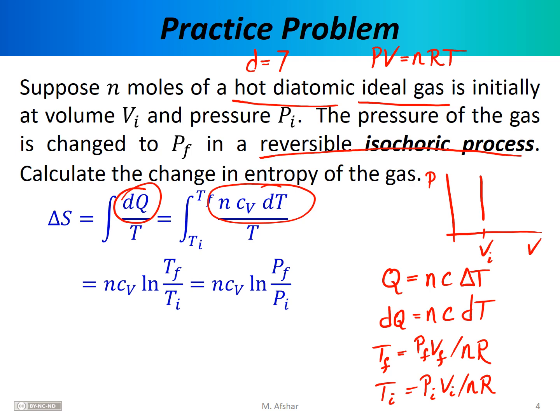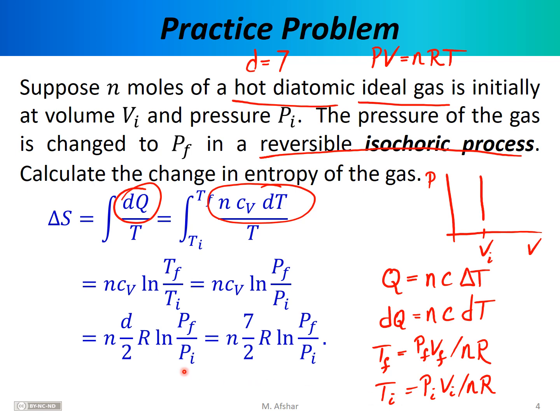We're not done yet because at this point we don't know what the specific heat capacity of this gas is. However, we recall that for an ideal gas, the isochoric specific heat capacity is equal to D over 2 times R. And D, of course, as we said earlier, is 7. So now we can say that the change in entropy is n times 7/2 times R, which is the gas constant, times the natural log of P_F over P_I. At this point, we have a formula in terms of variables that are given to us in the problem, and so we can say we are done.